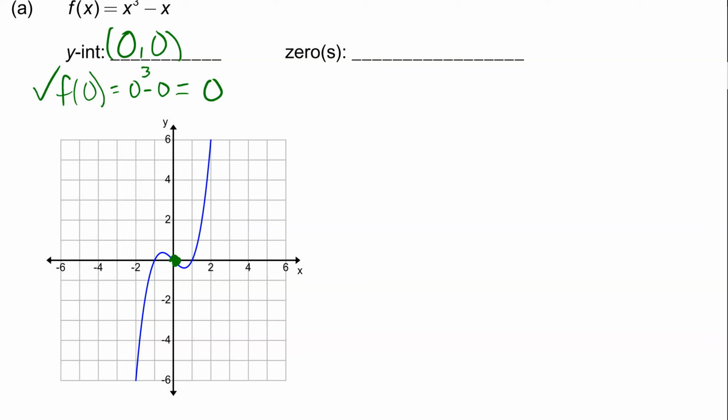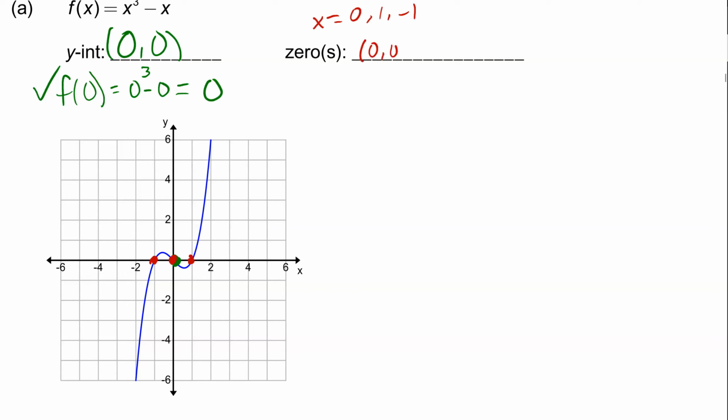Okay, the zeros are the x-intercepts. Let's see where we touch the x-axis. Where are my zeros? We see we touch at x equals 0, at 1, and at negative 1.